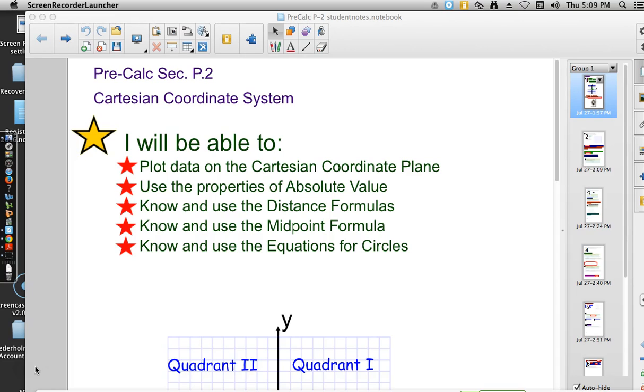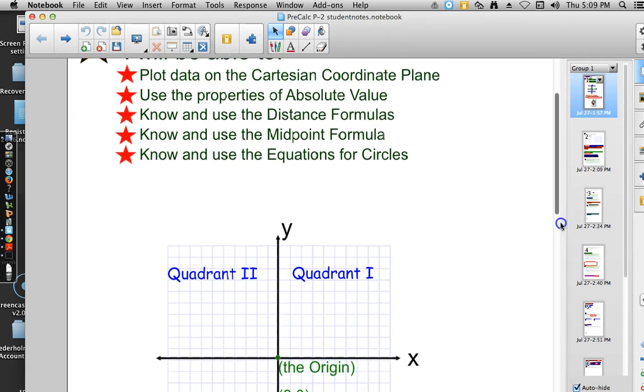No one used the distance formulas, whether we're talking about on a number line or on the Cartesian coordinate plane, two-dimensional. No one used the midpoint formula. No one used the equation for circles. So like I said, totally and completely review. Good stuff. Almost a day to take a break, right?